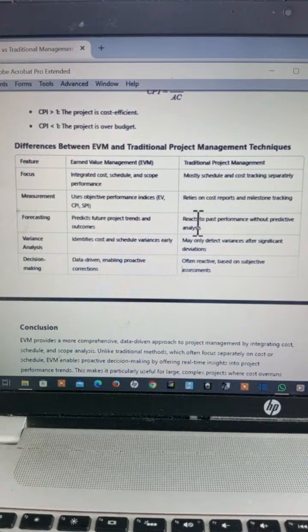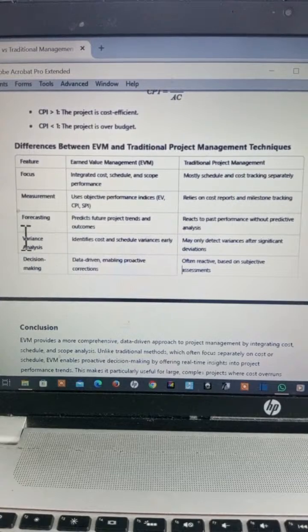When it comes to forecasting, earned value predicts future project trends and outcomes, while traditional project management reacts to past performance without predictive analysis.